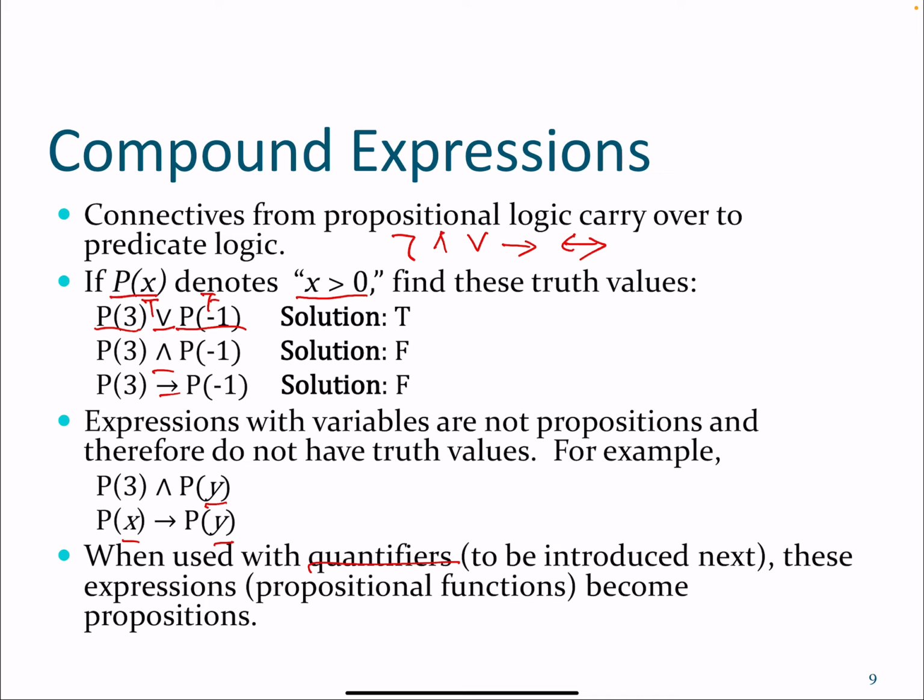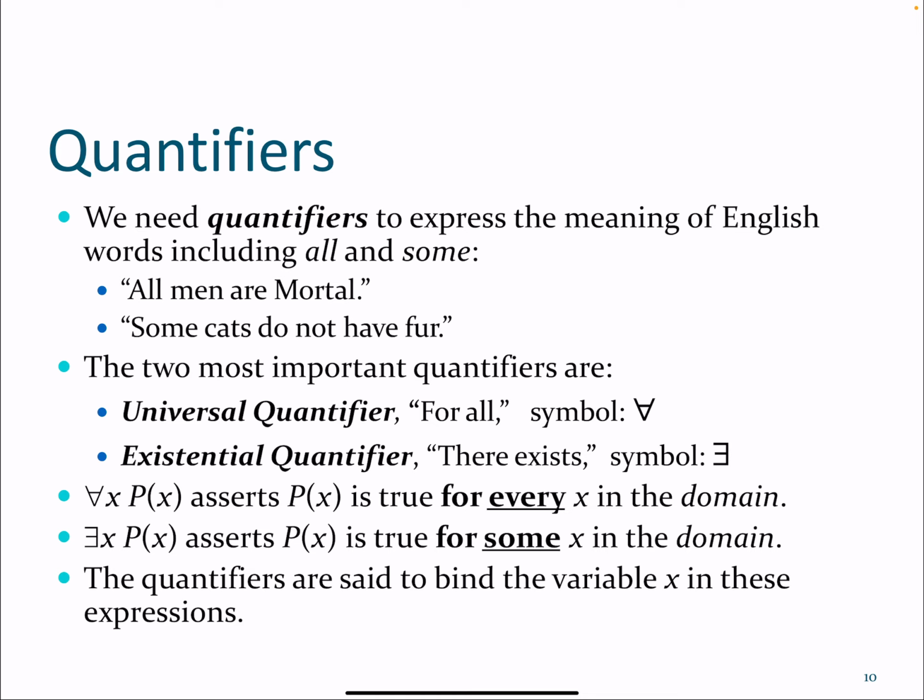We will see later on how to use this. Let's look at what quantifiers we have first. So there are two kinds of expressions. One is "for all", the other is "for some". For example, all men are mortal, some cats do not have fur. So these are kinds of meaning all, meaning some. So therefore we have two quantifiers.